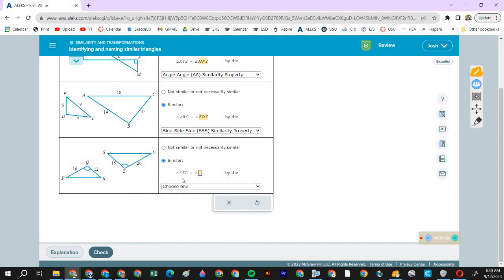It's similar. Which angle lines up with S? Is it P or is it R? So 15 is the short side, 12 is the short side, so S corresponds with R. Okay. T is the known angle, so that's Q, and then U touches the long side, so that would be P, and then we would say side angle side.